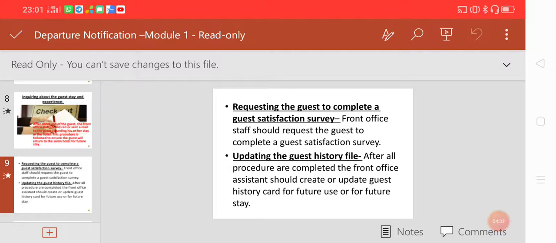card. That is, the front office staff should request the guest to complete a guest survey card or the feedback form. Then the last is updating the guest history file. After all procedures are completed, the front office agent should create or update the guest history card for further use or for the further stay.